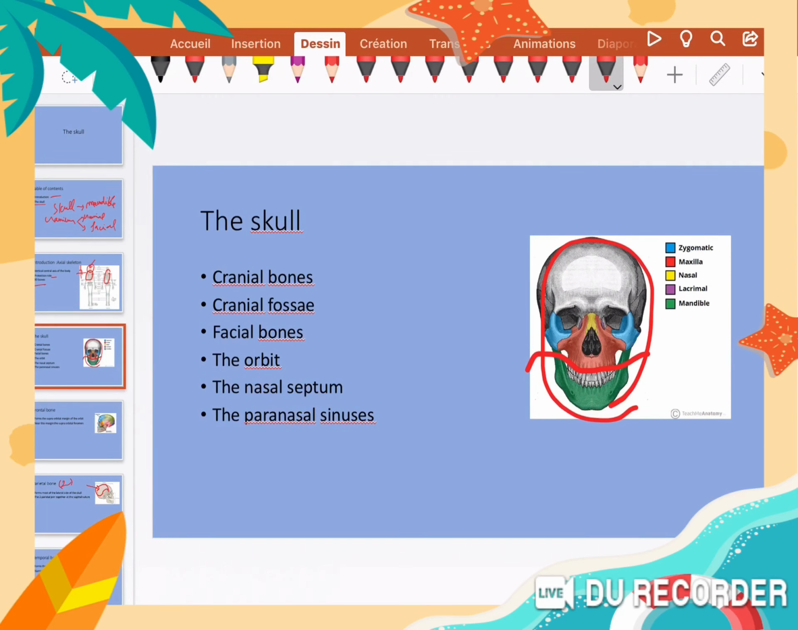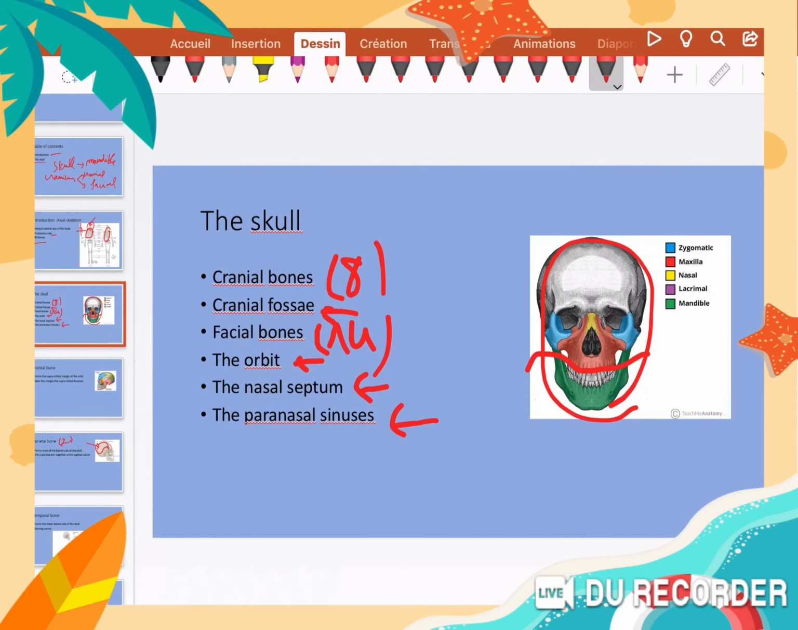Let's move to the skull. Here we said that the skull is only the mandible or the lower jaw, but the most used nomenclature is the skull. The skull describes everything, and this note here is very important to remember. The skull is composed of 8 cranial bones, 14 facial bones, and also we'll discuss the cranial fossae, the orbit, the nasal septum, and the paranasal sinuses.